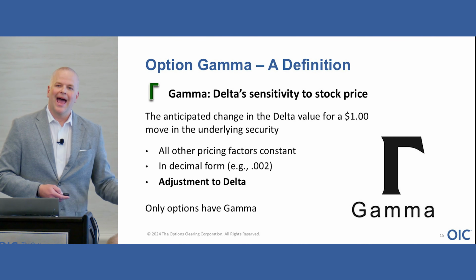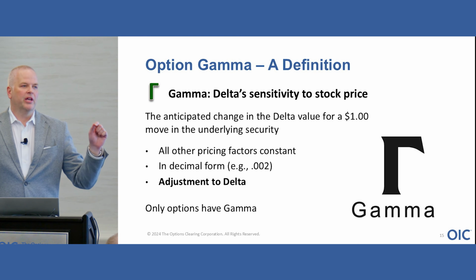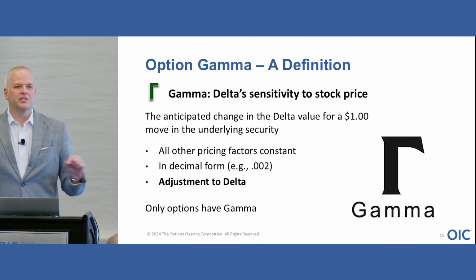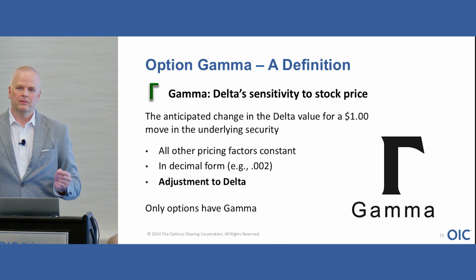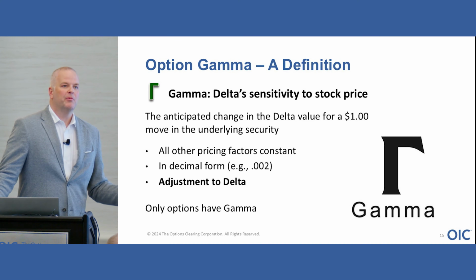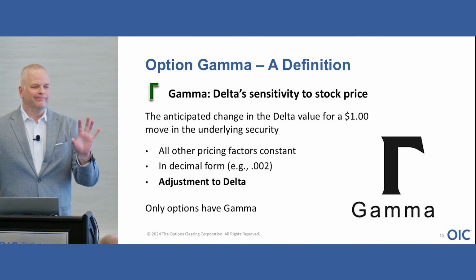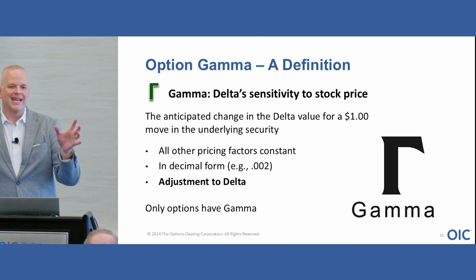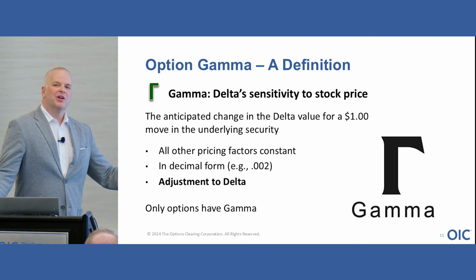Only options have gamma. When I say this, many times if I'm talking inside a room full of bond investors, they will disagree with me because bonds have what people call convexity. Convexity acts an awful lot like gamma, but it's not really gamma. Convexity is the change in a bond as it moves up and down. So it has many of the same qualities, but it's not exactly the same. Only options have gamma.